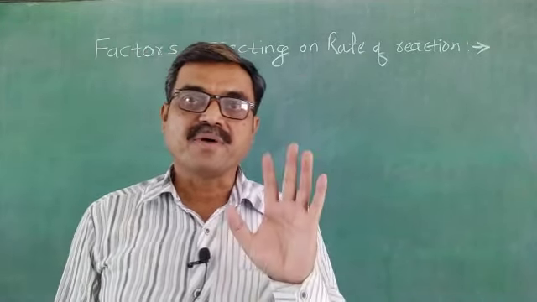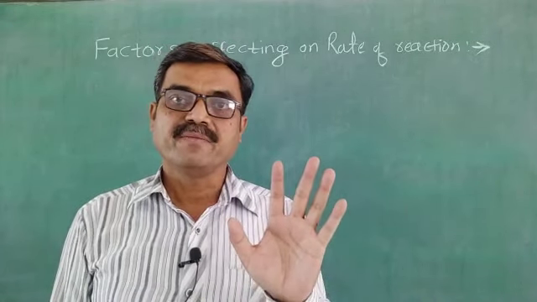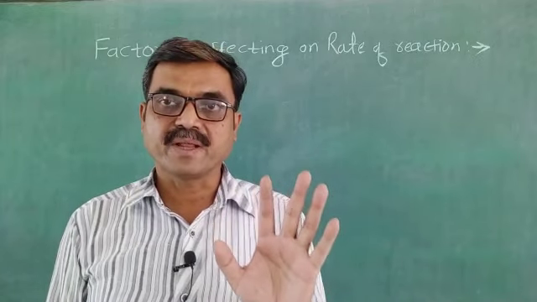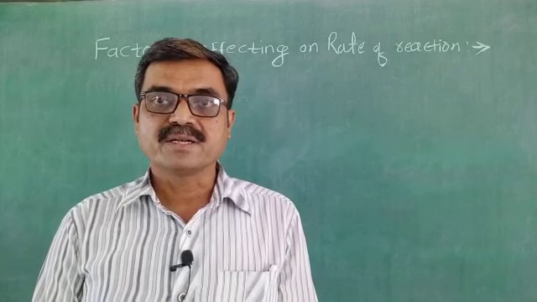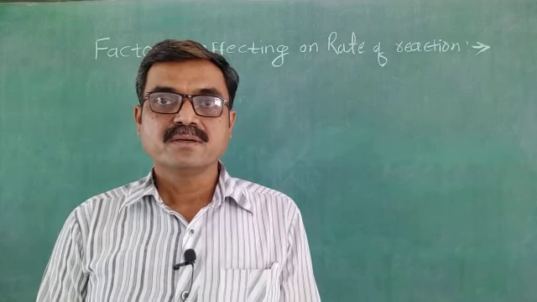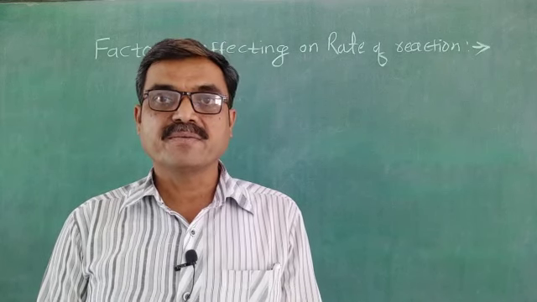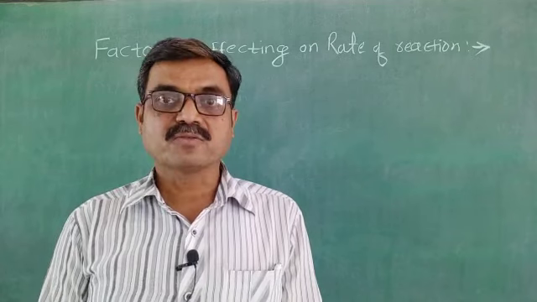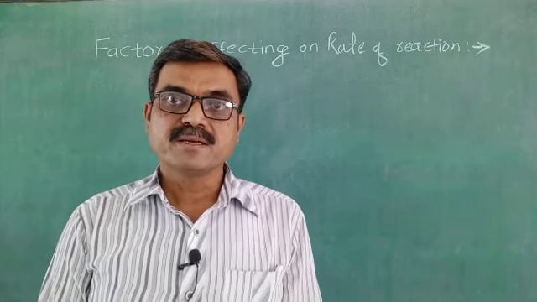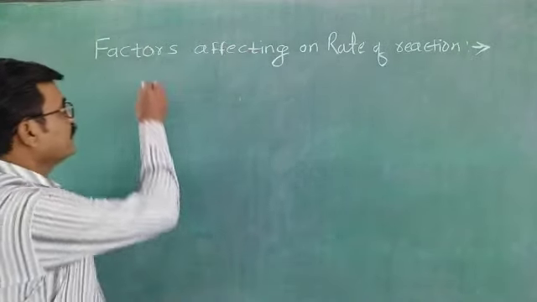Actually there are 5 main factors affecting the rate of reaction. How many factors are there? 5 main factors. First one is concentration of reactant. Second one is effect of temperature. Third one is effect of solvent. Fourth one is effect of catalyst, and fifth one is effect of pressure. Are you getting clear? Now which are the 5 factors?